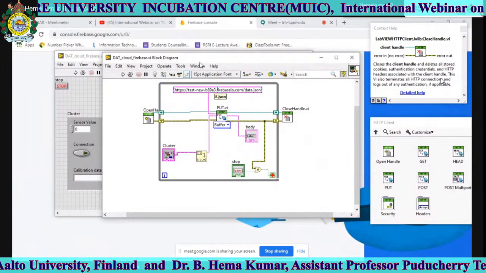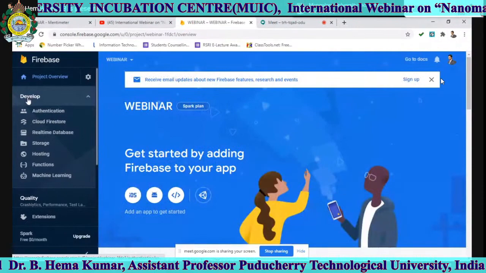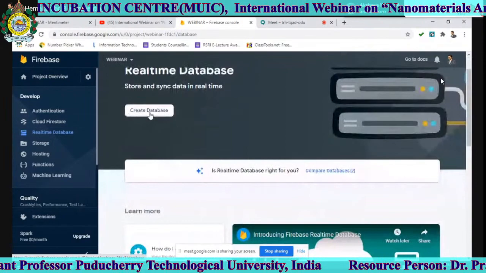Now we need to go back to Firebase. Okay. Firebase has started now. On the develop side, I have the real-time database. I'll just go to the real-time database. I want to create a new database. So I'll create a new database.